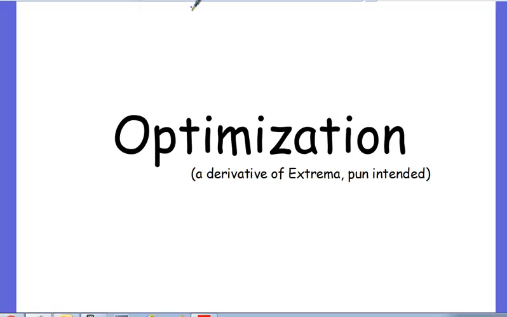Anyways, guys, just looking at the word, what do you think is going to happen? What does optimize mean? Say that again. It's the best of, right? You're looking for the best answer. And I say it's a derivative of extrema. Extrema means what? Max and min. So think about, we're going to be finding the best possible max versus the best possible min.